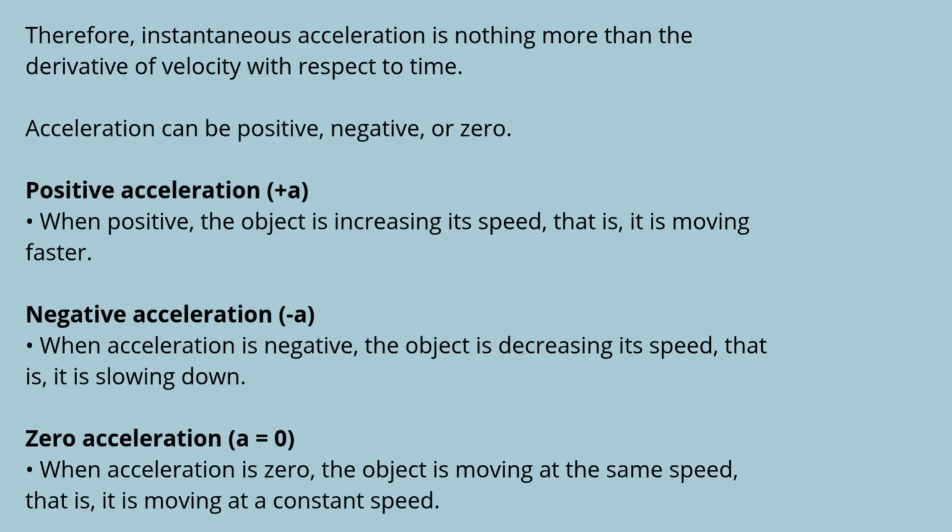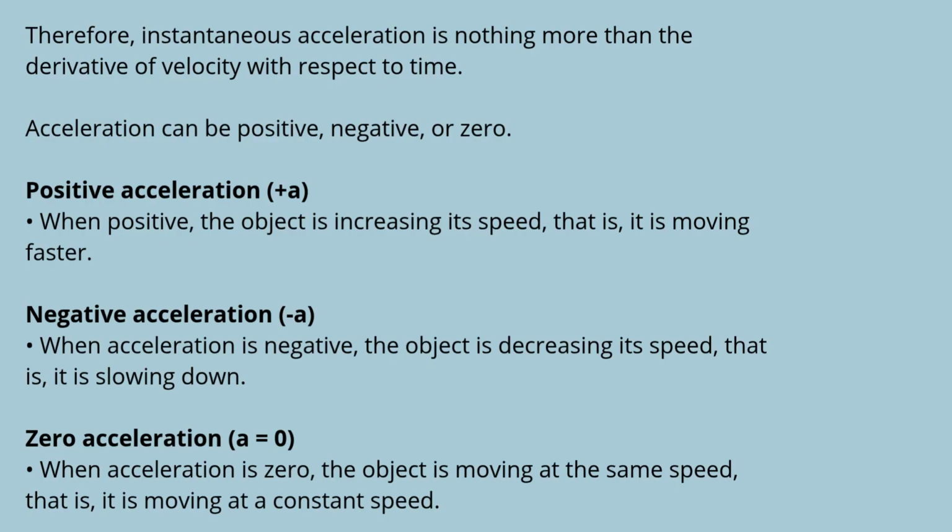Acceleration can be positive, negative, or zero. Positive acceleration. When positive, the object is increasing its speed, that is, it is moving faster. Negative acceleration. When acceleration is negative, the object is decreasing its speed, that is, it is slowing down. Zero acceleration. When acceleration is zero, the object is moving at the same speed, that is, it is moving at a constant speed.